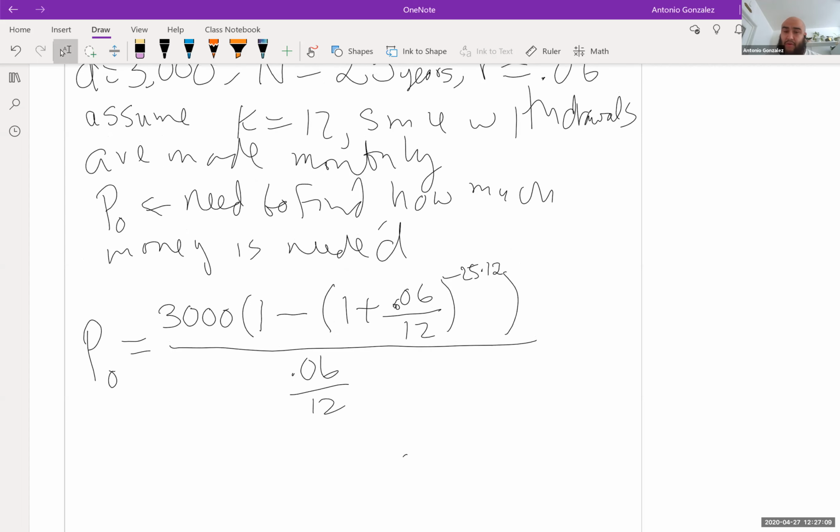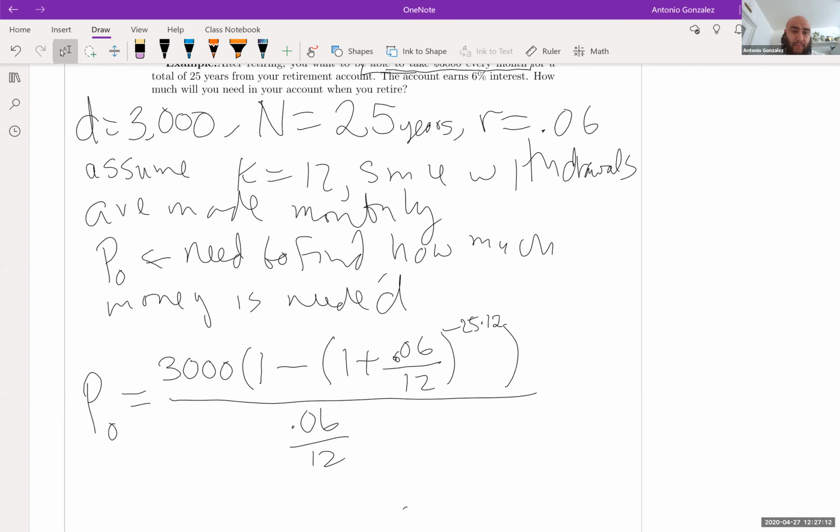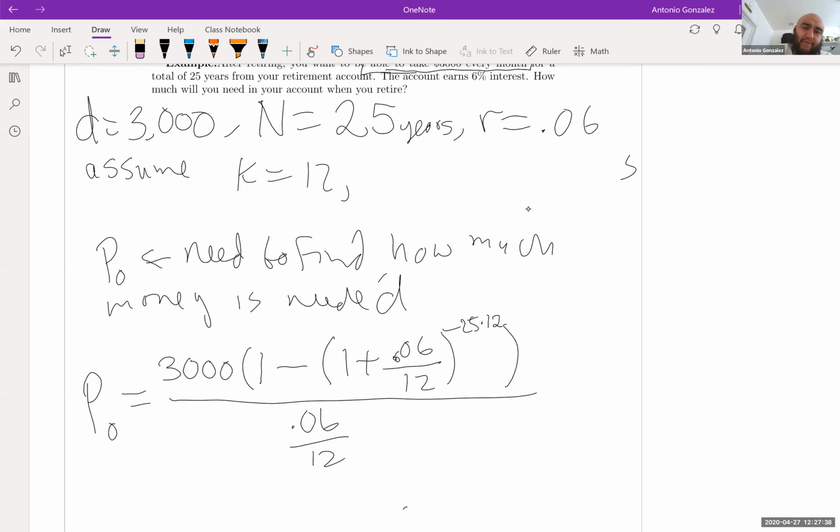I'm sorry, Theodore, what are you referring to? I know my writing is a bit off here, but let's see here. Since this is, so K is 12, since withdrawals are made monthly.